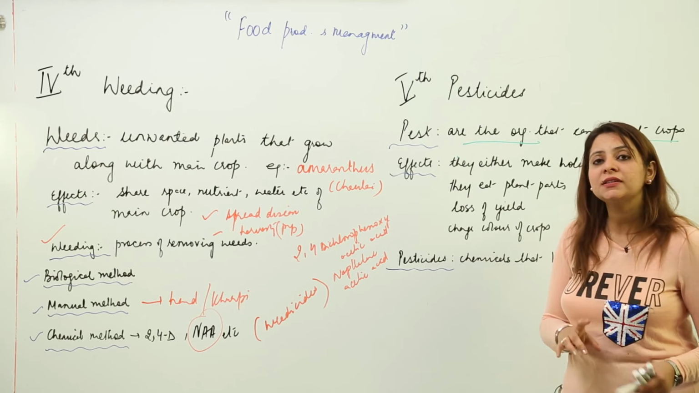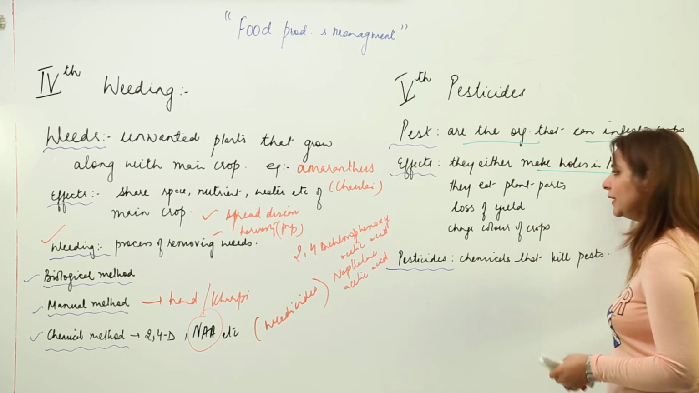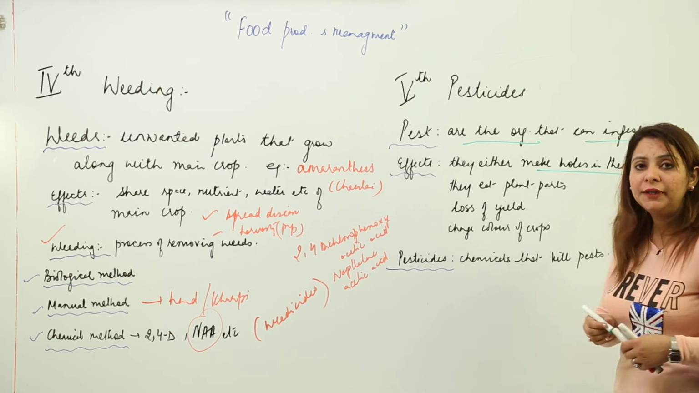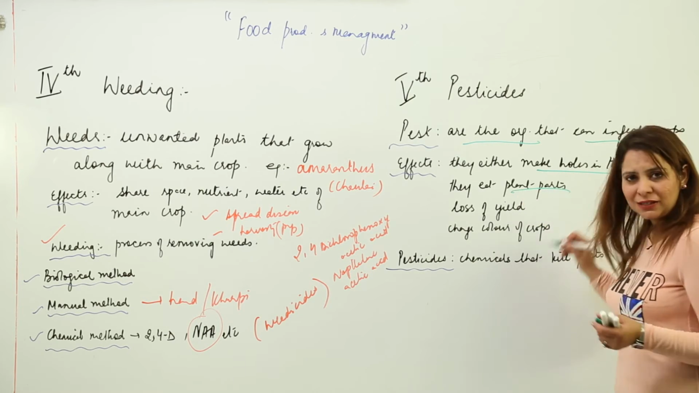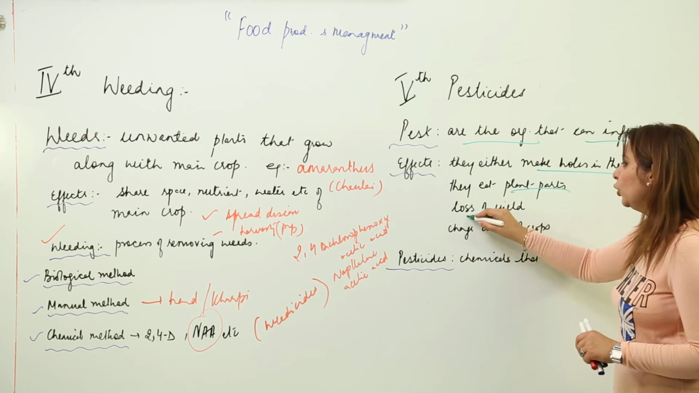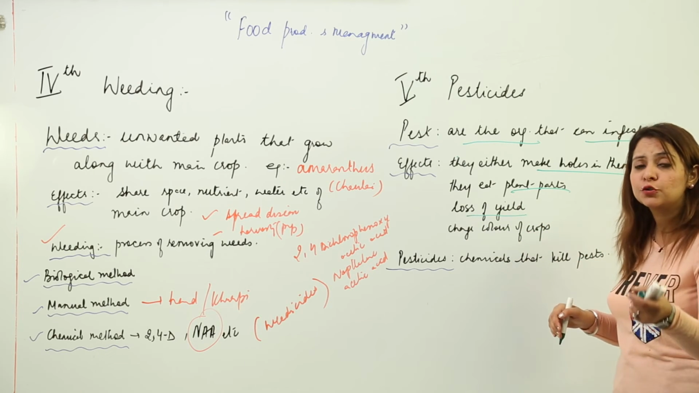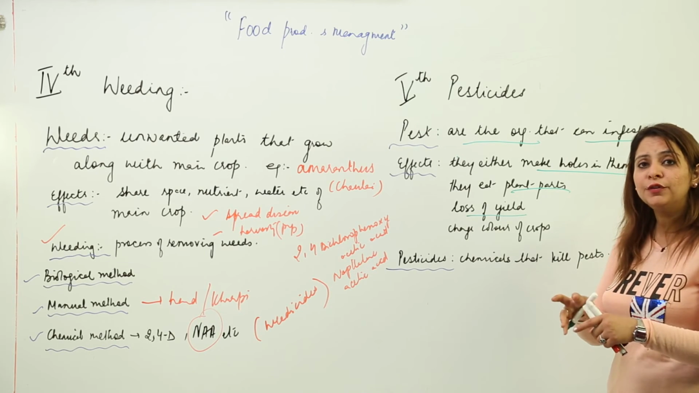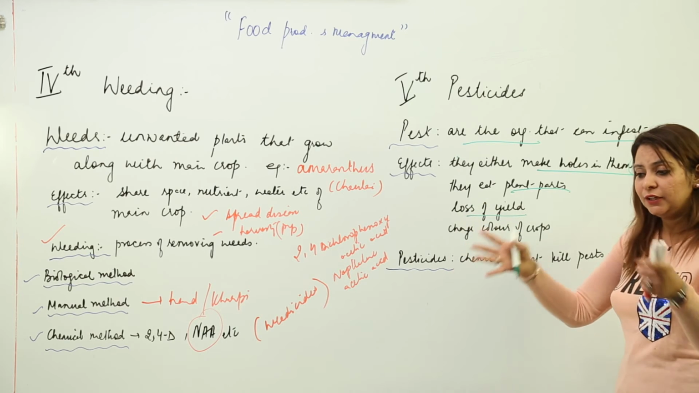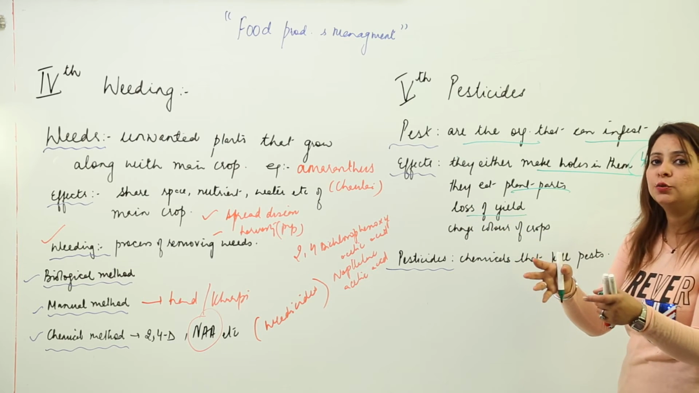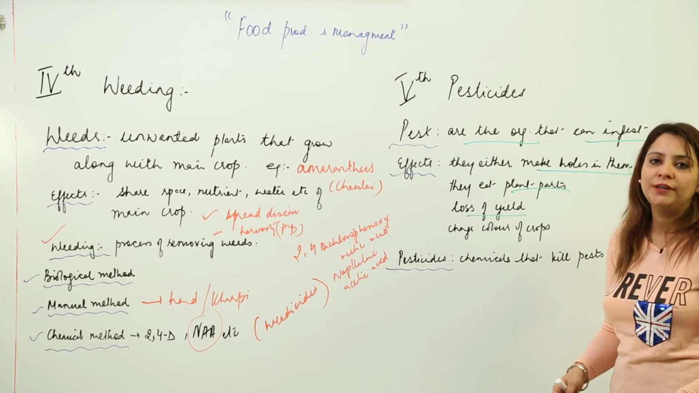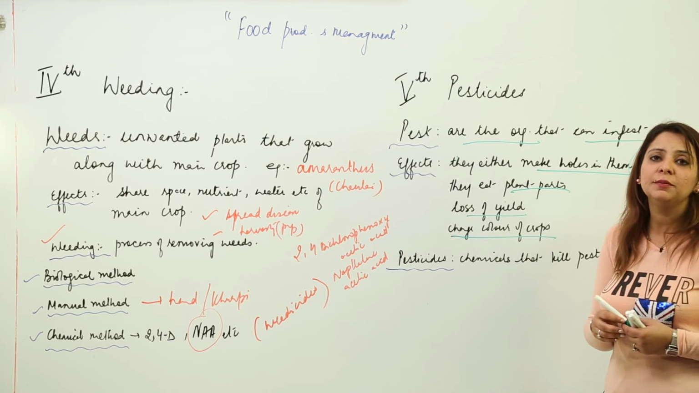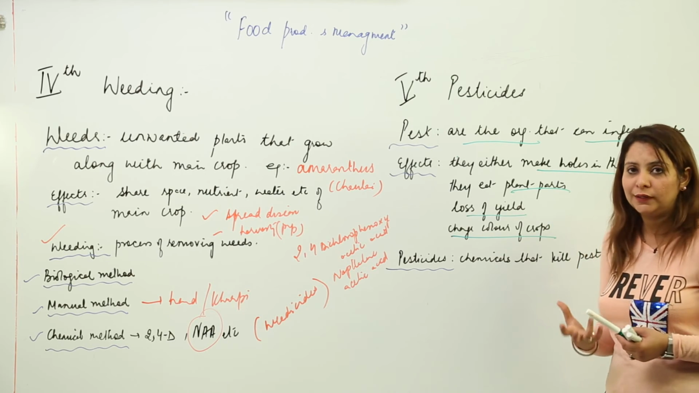Now how can pests affect a crop? They can make holes in them, they actually bore into them, bore is the correct word. They eat plant parts, they cut off the plant parts, and they cause loss of yield. That means the yield which you were going to get this much, you are left with only this much, so you have less crop to sell, that means less monetary gain. Next, they can change the color of the crops, again one of the symptoms that the crop is not of good quality.